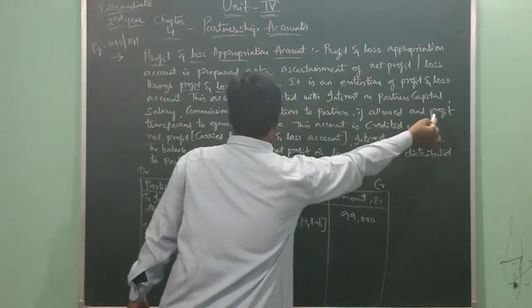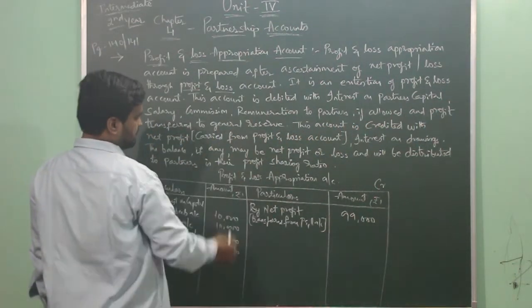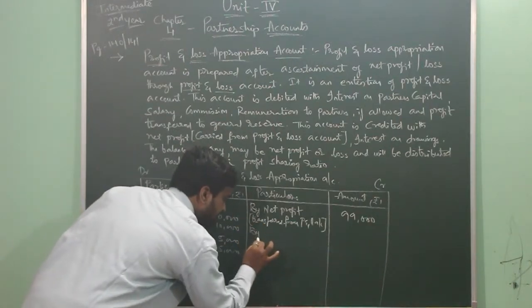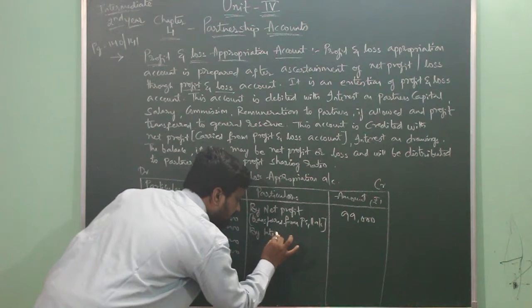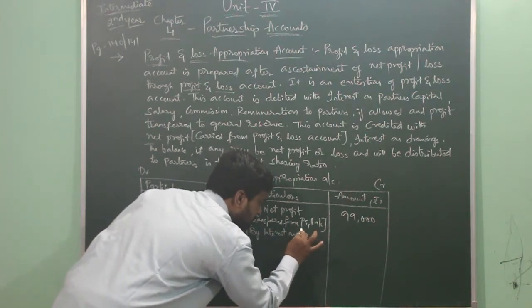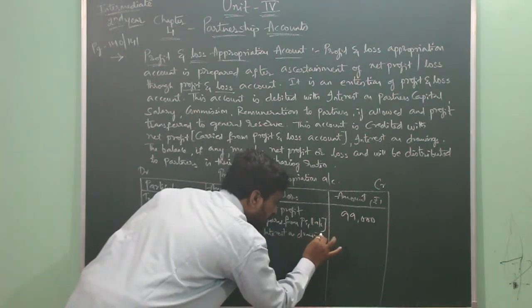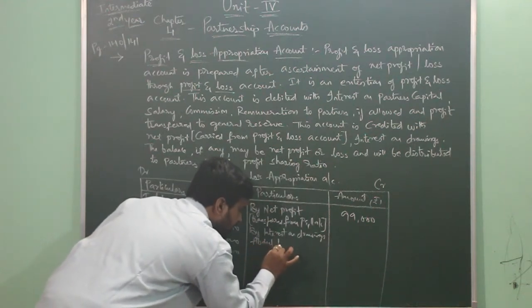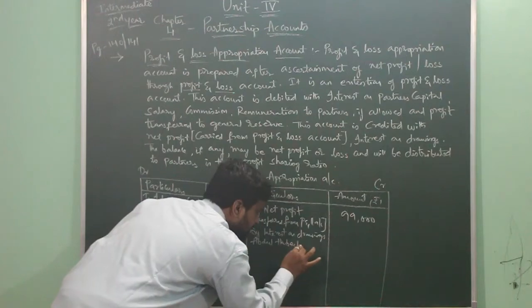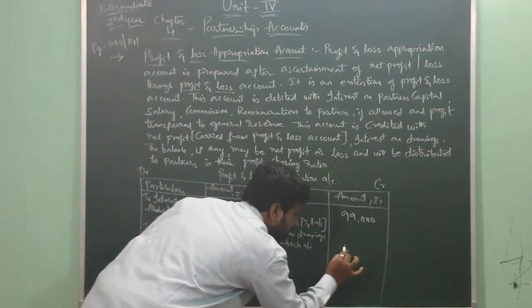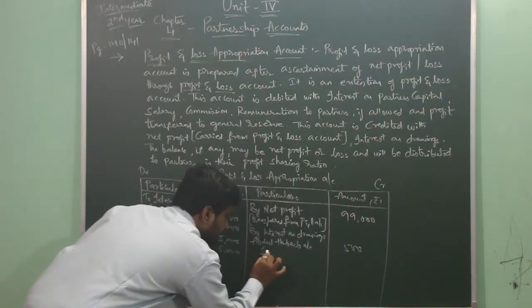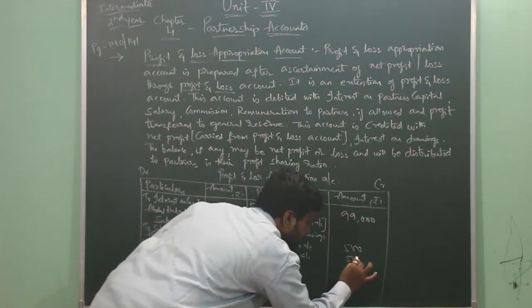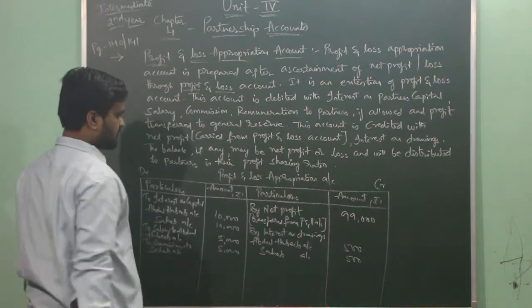Next, if allowed, then any profit transferred to general reserves. So after this, it will be credited with interest on drawings. So it will be credited as by interest on drawings. So Abdul Habib is paying an interest of 500 rupees. Similarly, Sahab is paying an interest on drawings of amount 500 rupees. Then it will be credited to profit and loss appropriation account.